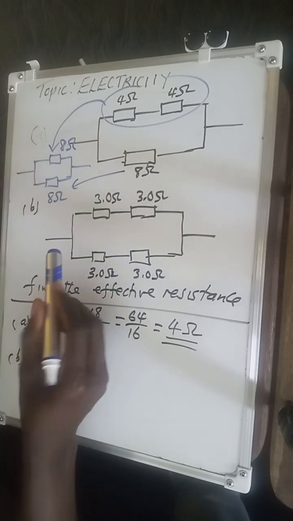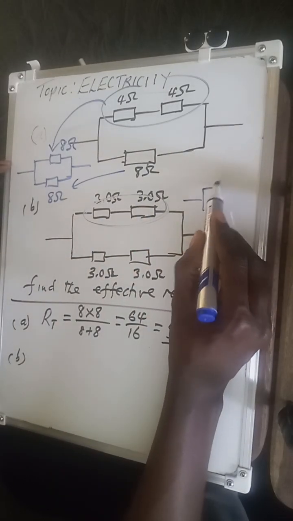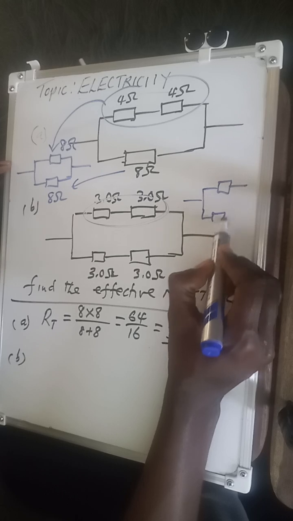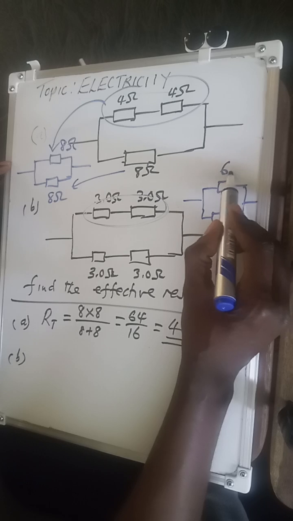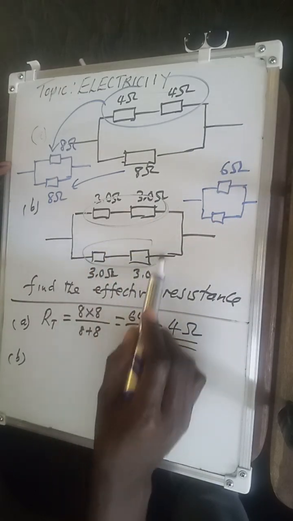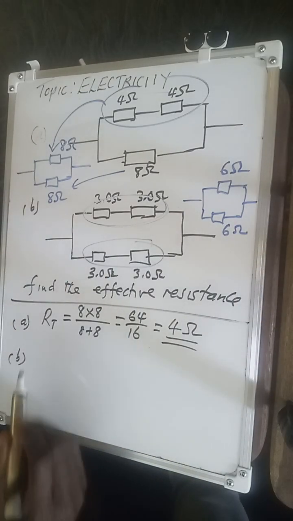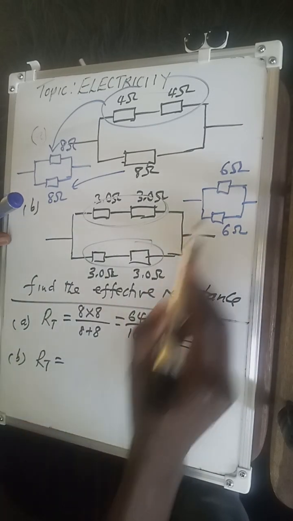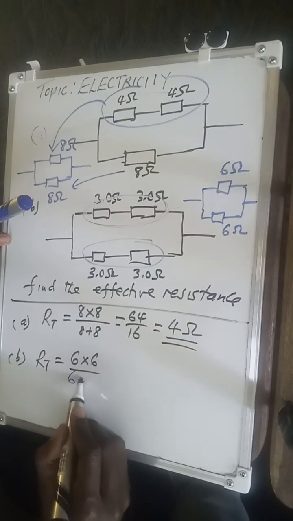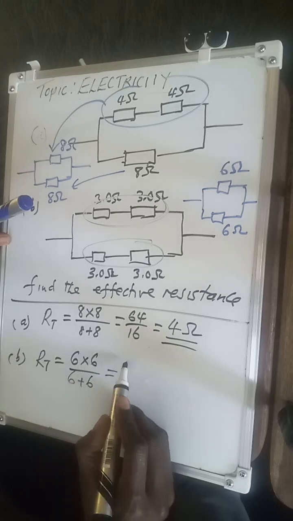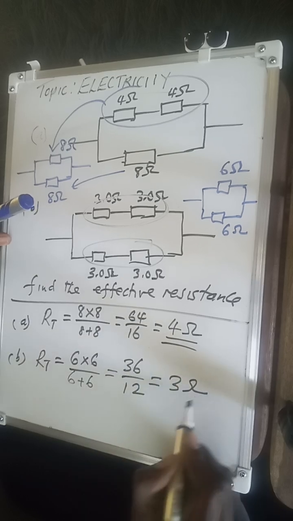Well, again, you can reduce this circuit. These two can be combined, they're in series. So you just need to add 3 plus 3, that is 6 ohms. These are also in series, you can just add them, that will give you 6 ohms. So you can see what it has reduced to. We can now find the resistor total by finding the product 6 times 6 divided by 6 plus 6. That gives us 6 times 6 is 36 over 6 plus 6 is 12. When you divide, that will give you 3 ohms.